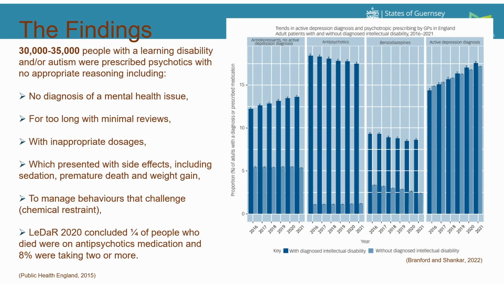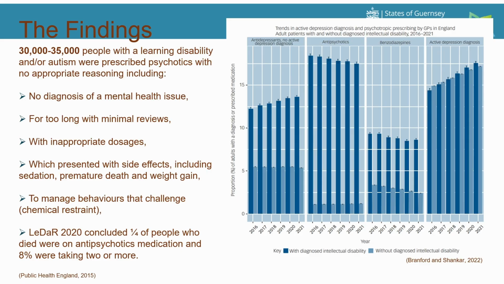So the findings. This was done in 2015. 30 to 35,000 people with a learning disability or autism were prescribed psychotropics with no appropriate reasoning. They had no diagnosis of a mental health issue. It was far too long with minimal reviews and with inappropriate dosages. It presented side effects including sedation, premature death, and weight gain, to manage behaviours that challenge, which actually is a chemical restraint.